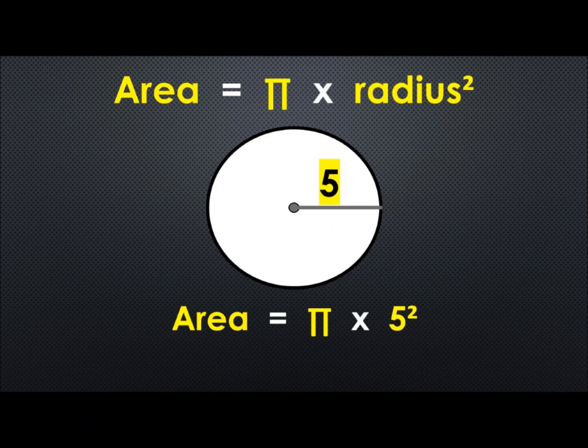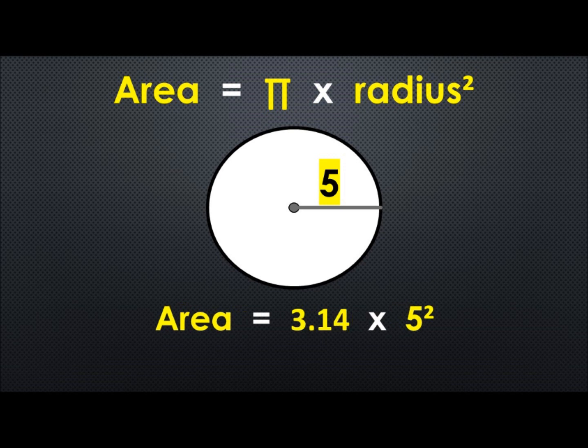We will make the radius 5 and plug it into our formula. We put in 3.14 for pi. 5 squared becomes 25. 3.14 times 25 gives us 78.5 units squared.